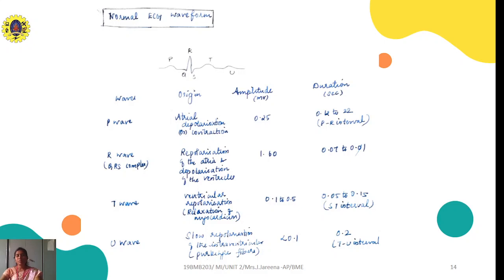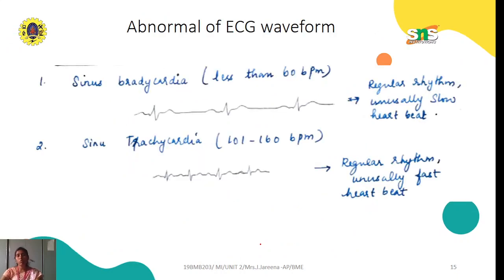Hi all, let's have the continuation of last class. In the last class we covered what a normal ECG waveform is and how it originates. Continuing from that, now we will see what an abnormal ECG waveform is, which is nothing but arrhythmia.